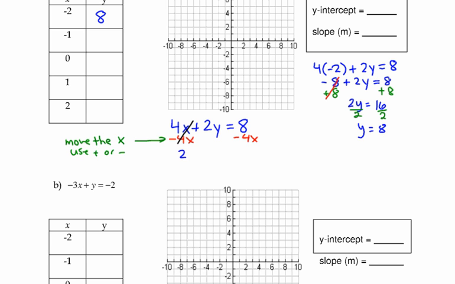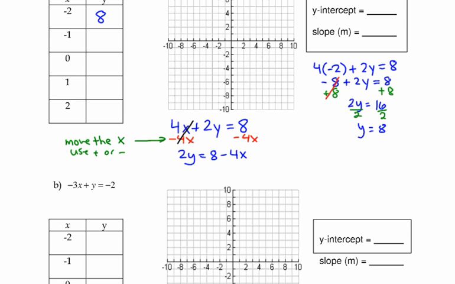So on this side, what do we have left over here? 8 minus 4x, or you can write that as -4x plus 8. They're not like terms, so we can't combine them. We have to write them separately.